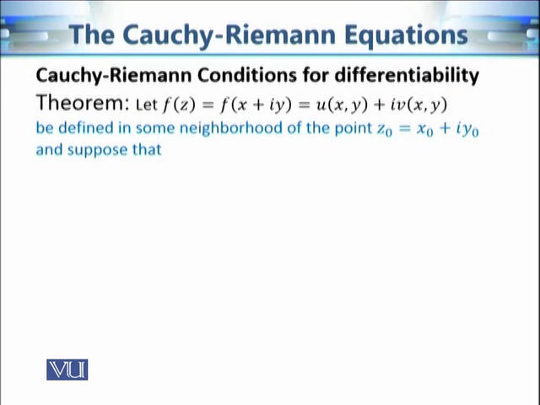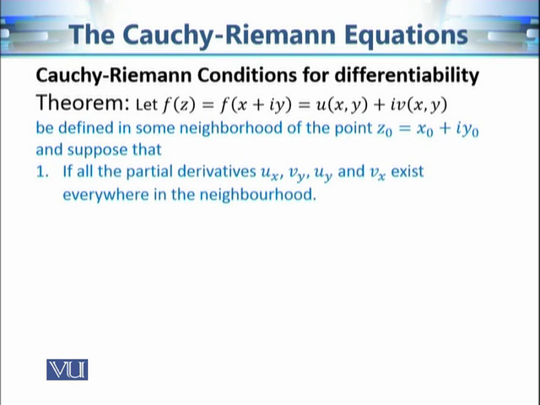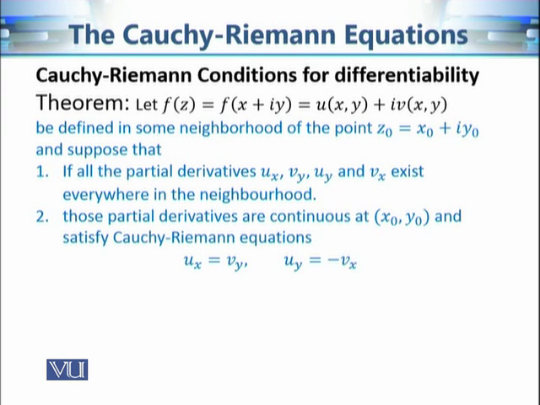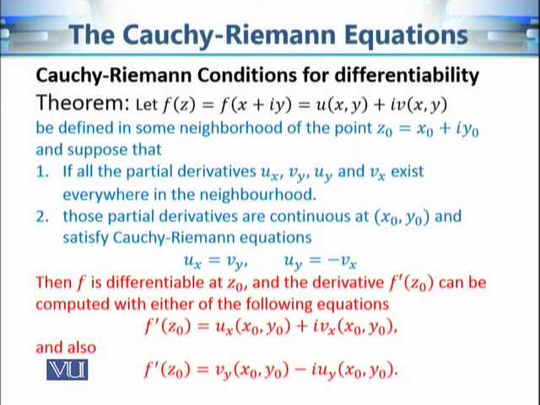So we have the result which says that if a function with components u(x,y) plus i v(x,y) is given and the function is defined in some neighborhood of the point z0, and if the partial derivatives ux, vy, uy, vx exist everywhere in the neighborhood, and if the partial derivatives are continuous and satisfy the Cauchy-Riemann equations, so if all these conditions are satisfied, then we say that the function is differentiable at that point z0, and we can calculate the derivative using either of the equations.